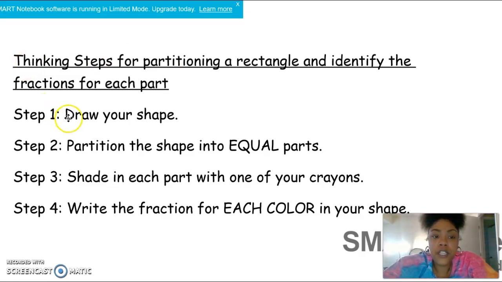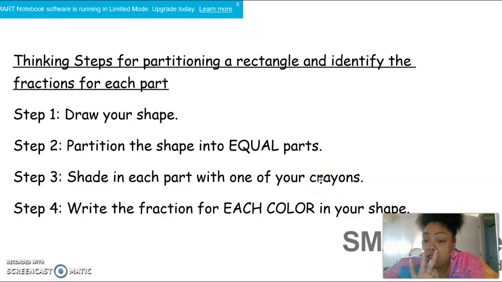So the first step is to draw your shape. Again, that can be whatever shape the directions are telling you to use. Then step two is to partition the shape into equal parts. That big word partition just means to divide. So to divide it into equal parts. Then step three is to shade in each part with one of your crayons.